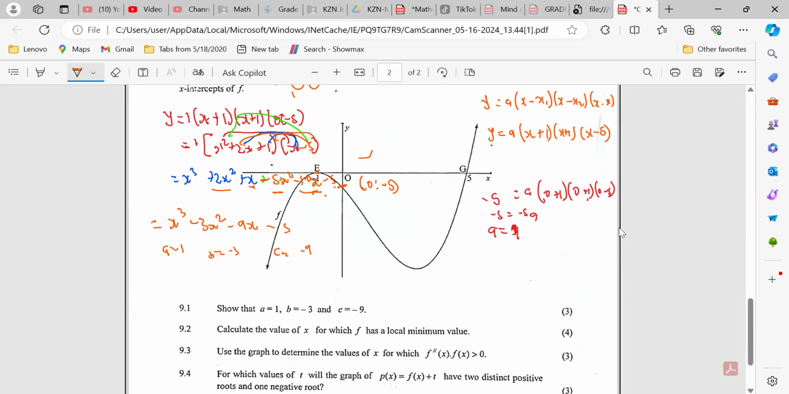So what was the trick here? Is that they gave us the y-intercept indirectly. So that was the only trick there. But at least we would have gotten a mark for doing this, substituting x1, x2, and x3. There's a mark for that.